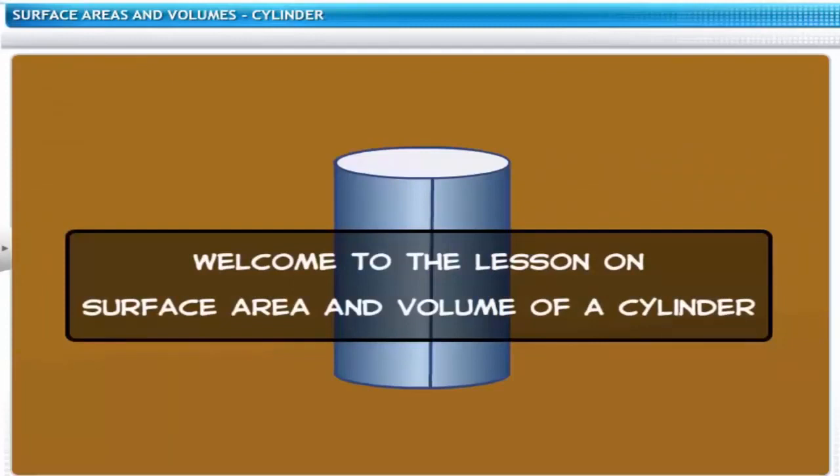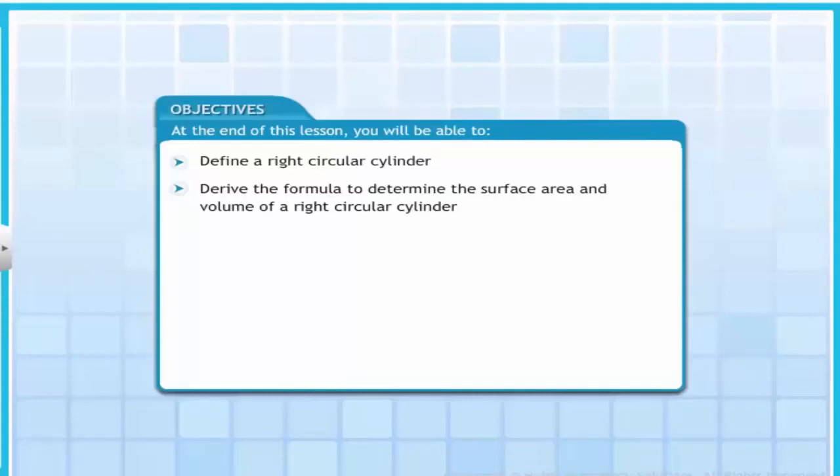Welcome to the lesson on surface area and volume of a cylinder. This lesson will explain how to calculate the area and volume of a cylinder. At the end of this lesson, you will be able to define a right circular cylinder and derive the formula to determine the surface area and volume of a right circular cylinder.